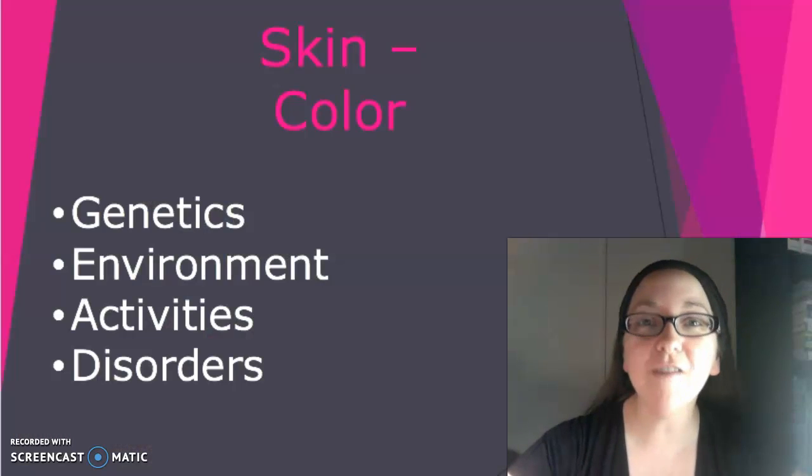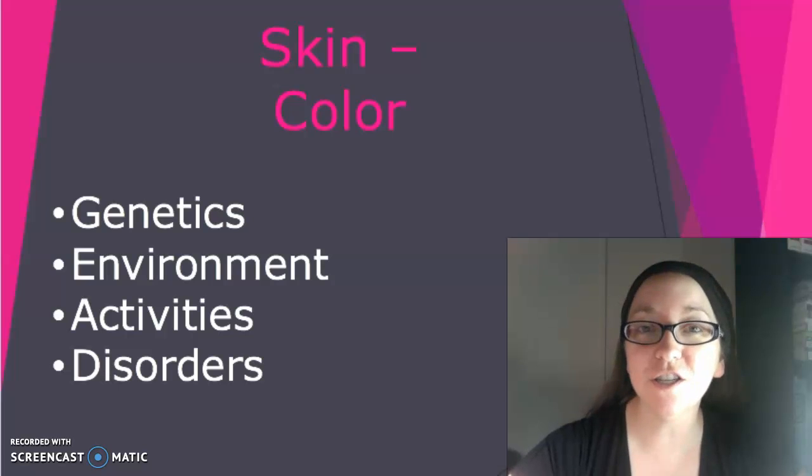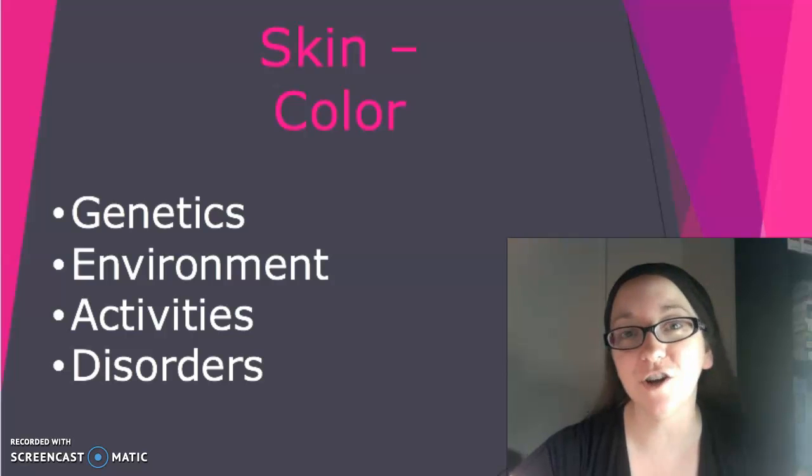All right, well, that covers a lot of different skin colorations and their causes. There's a ton more out there, so if this interests you, I encourage you to research more about both temporary and permanent, environmental and genetic and disorder type things that can change our skin color.